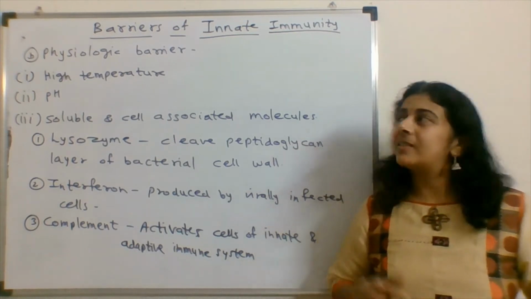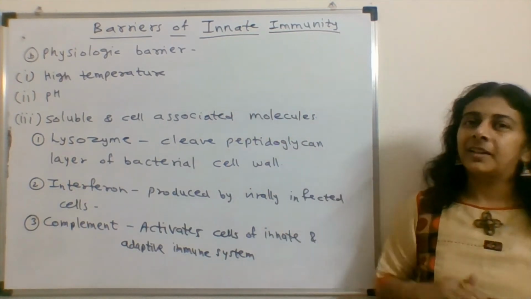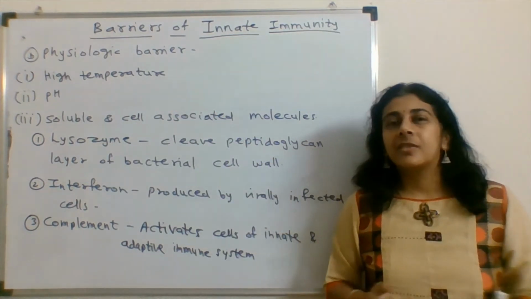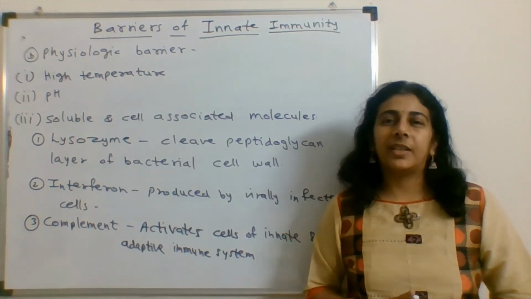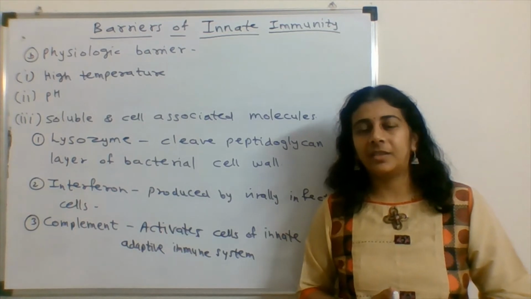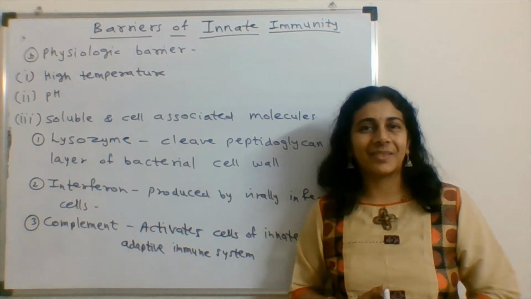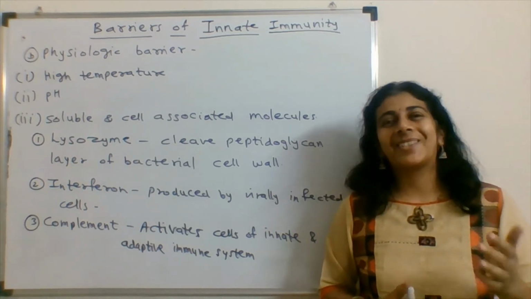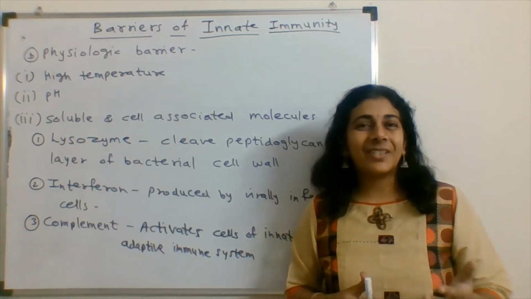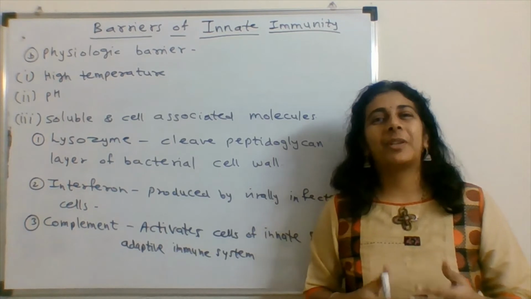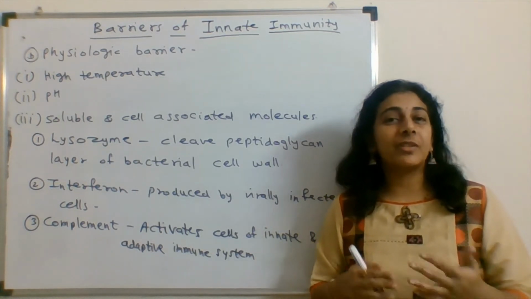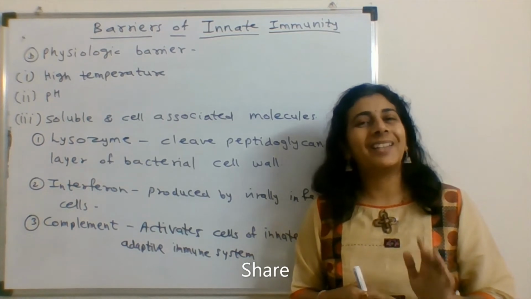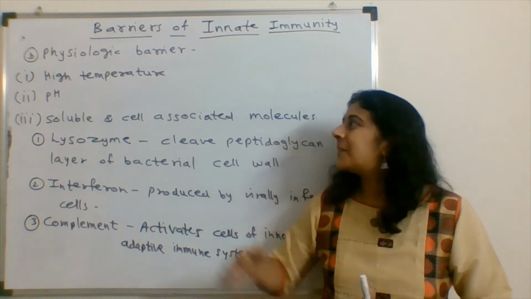The next one is the physiologic barrier. Under this, first one is high temperature. We always observe that whenever there is an infection, the body temperature increases. We feel fever. That is good actually, because that is the first line of defense. The body starts increasing its temperature so that the invading infection will get killed at that time itself.